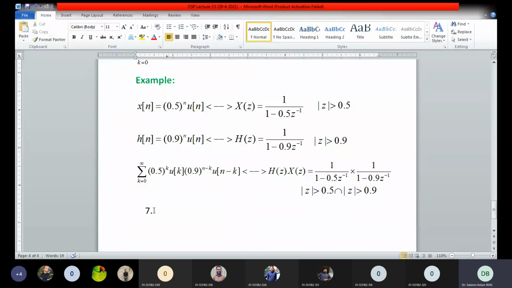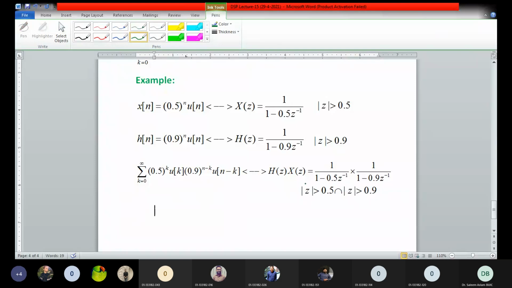So what would be the net ROC? What will be the net ROC? Greater than 0.9? Greater than 0.9. Thank you, beta. Right, so with this last property, we are concluding chapter number 3.